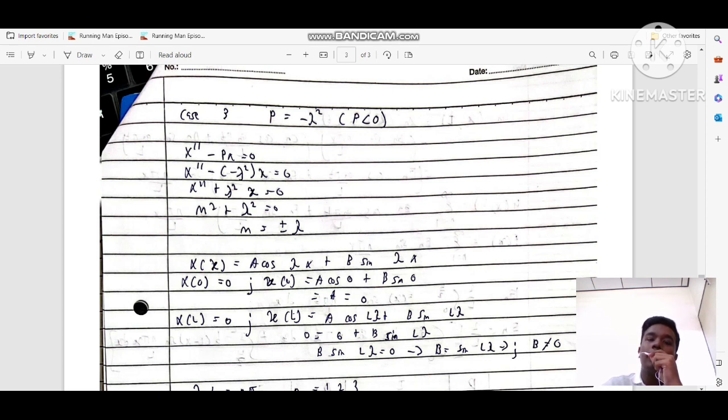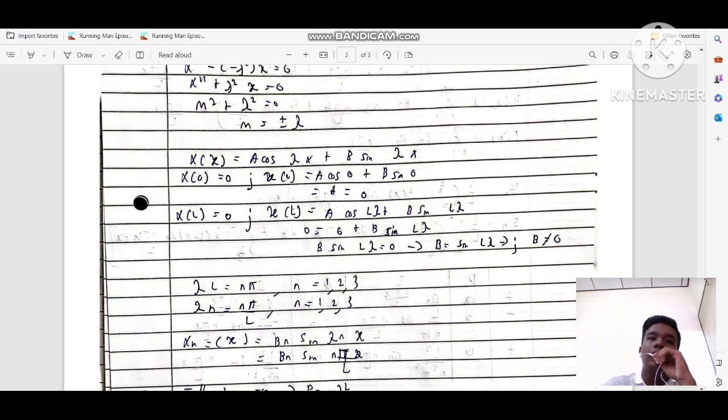So we get X double prime plus lambda squared X equals 0. So m squared plus lambda squared is equal to 0. So m is plus or minus lambda. Same steps as case 2, we just substitute the value of x into the equation.